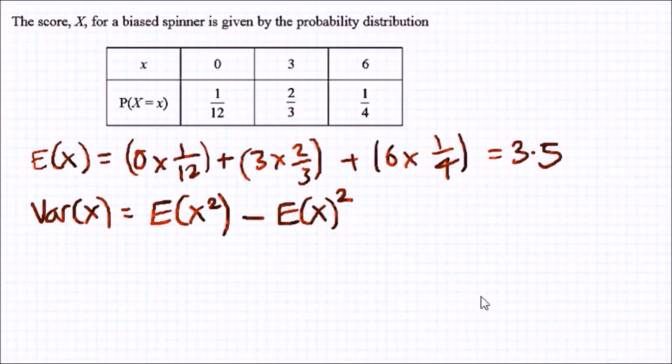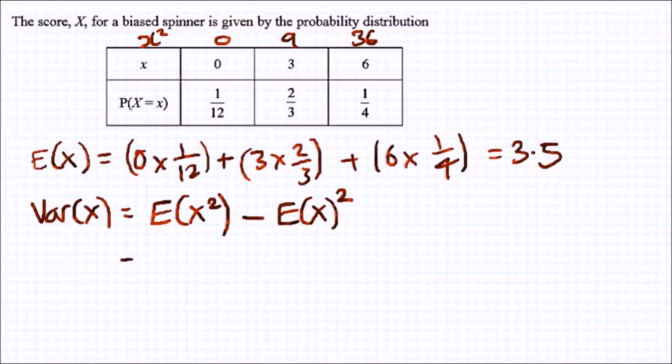So let's not get confused by notation. The second moment means that for every single random variable X, we need the X squared equivalent. So we need to make an additional row and call it X squared. Now let's square every value here so we can actually use this formula. So 0 squared is 0, 3 squared, 3 times 3 is 9, and 6 squared is 36.